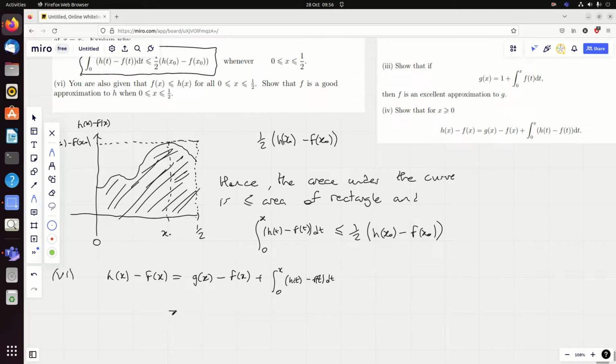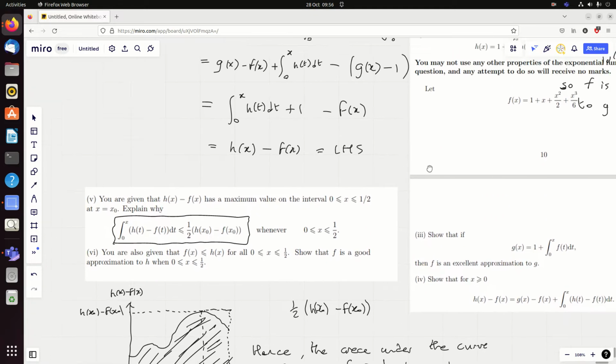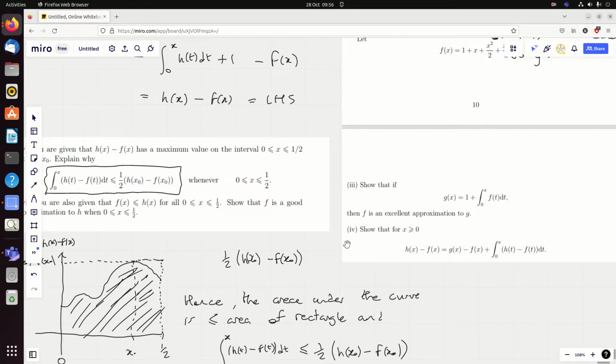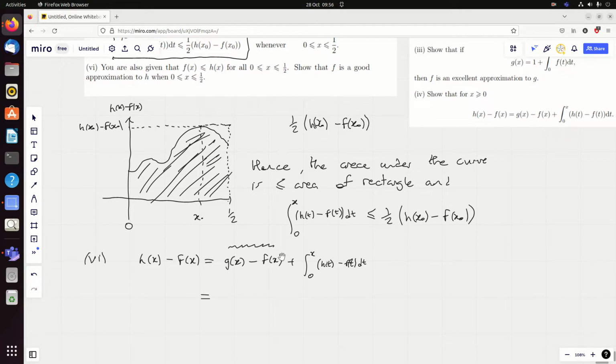Now my thinking went like this. I've already established that G is an excellent approximation to F, or F, if you like, is an excellent approximation to G. Where did I prove that? There it is, says it there. F is an excellent approximation to G, which means G minus F is definitely less than or equal to 1 over 320. And I thought, well, what about over here? I've shown that this is definitely less than or equal to a half h of x0 minus, where is it? I proved it somewhere. There it is, minus f of x0.